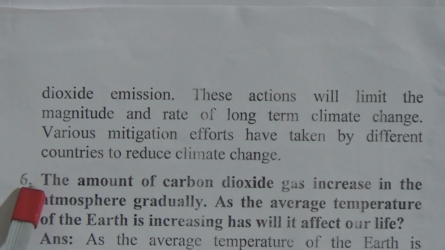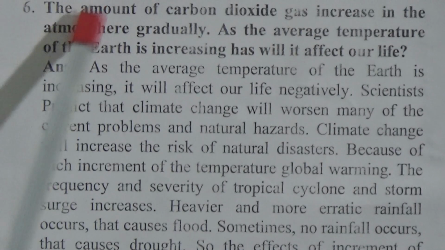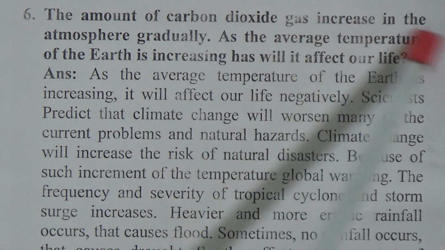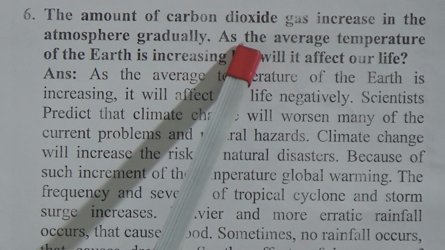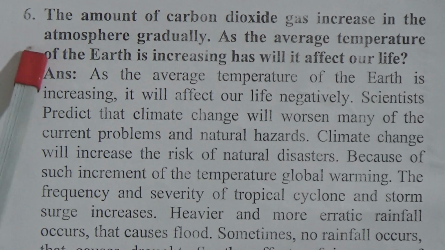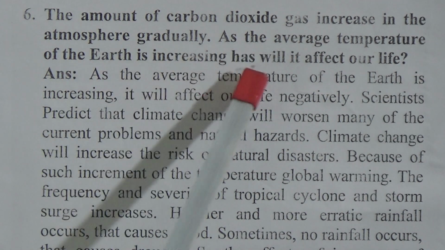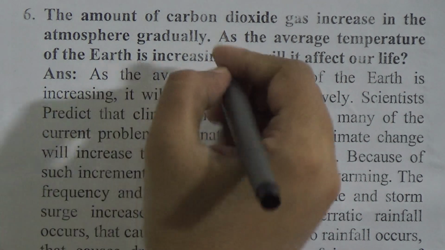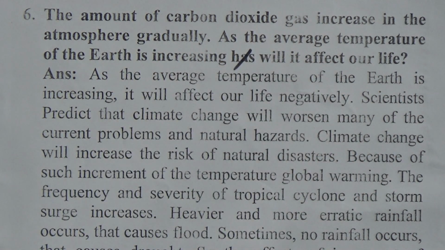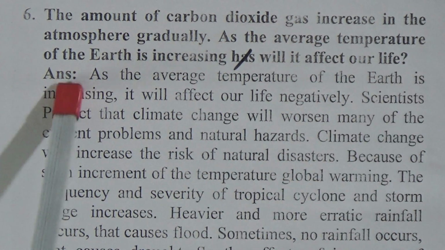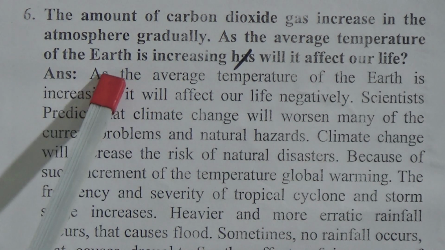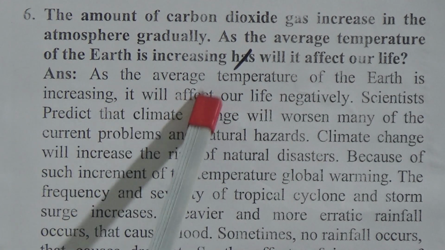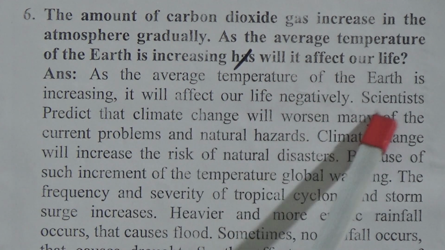Question number 6: the amount of carbon dioxide gas increases in the atmosphere gradually. As the average temperature of the earth is increasing, will it affect our life? The answer of the question is: as the average temperature of the earth is increasing, it will affect our life negatively.